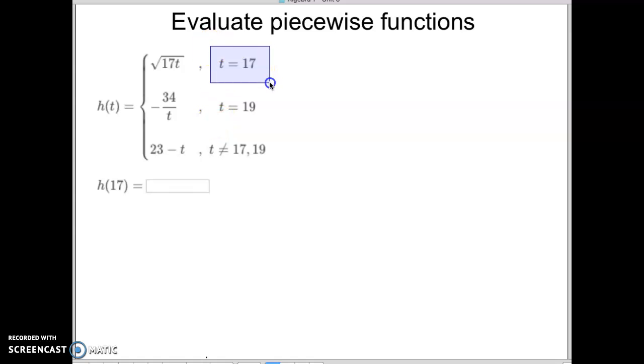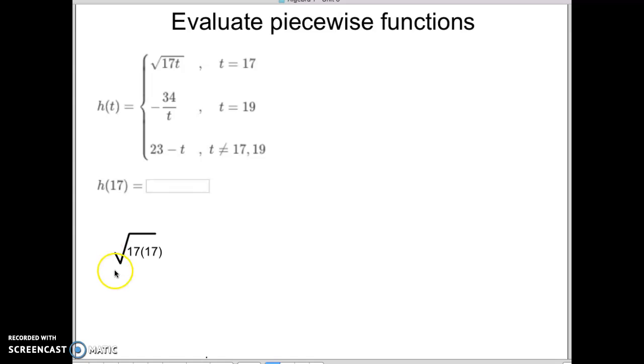It says if t equals 17, follow that rule. If t equals 19, follow this rule. If t doesn't equal 17 and doesn't equal 19, then follow this rule. Well, because t does equal 17 in this case, as is stated right here, we have to follow this rule. So we're going to plug into that rule. And we know that t right here equals 17.